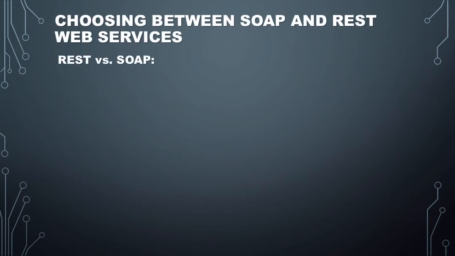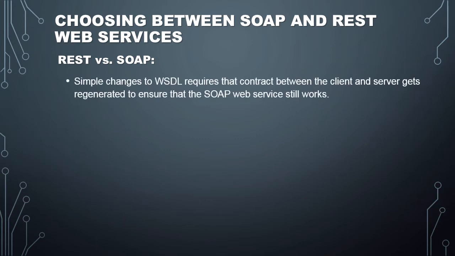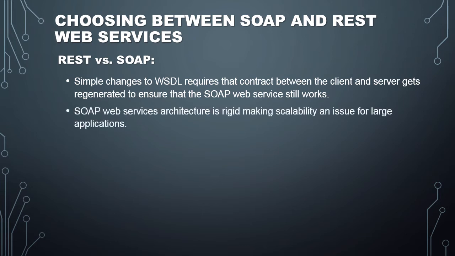Now we'll talk a little bit about REST versus SOAP when trying to decide what technology you want to use if you're a developer. Simple changes to the WSDL require that the contract between the client and server gets regenerated to ensure that the SOAP web service still works. SOAP web services architecture is rigid, making scalability an issue for large applications. REST is used to build web services that are lightweight, maintainable, and scalable.